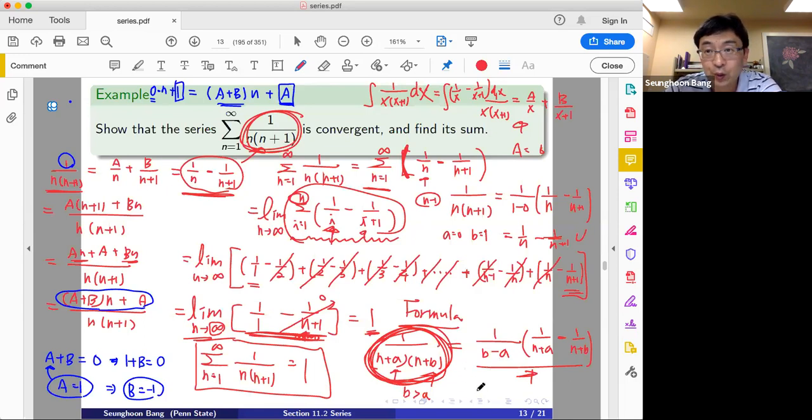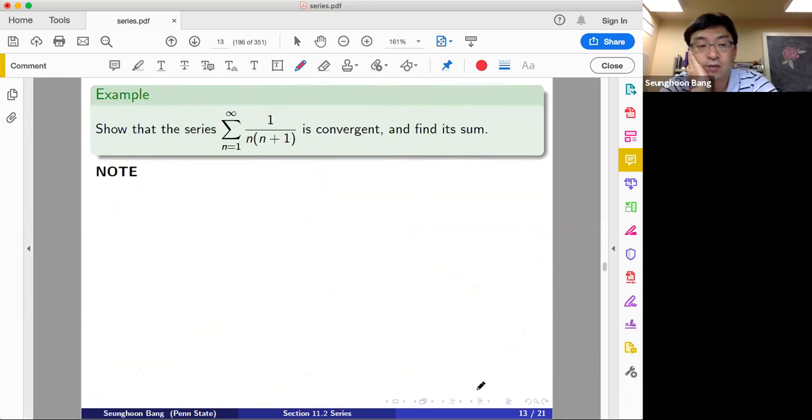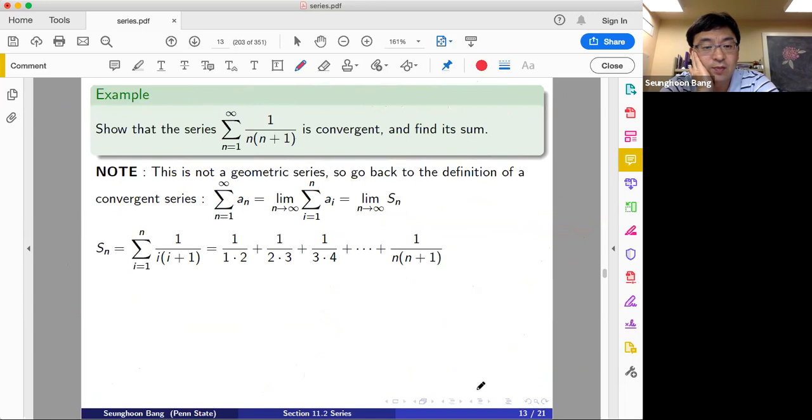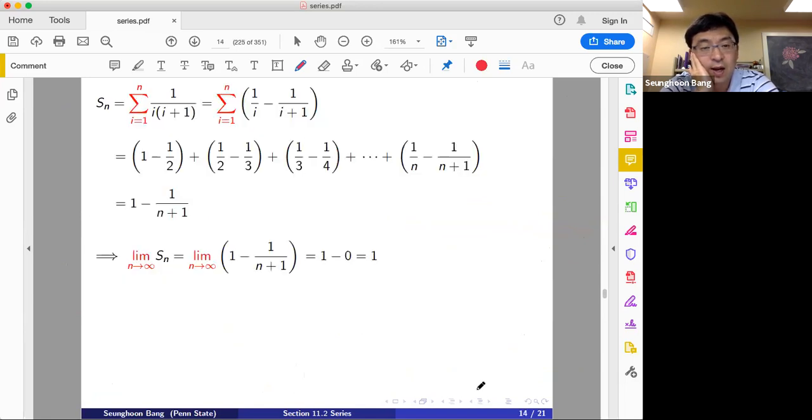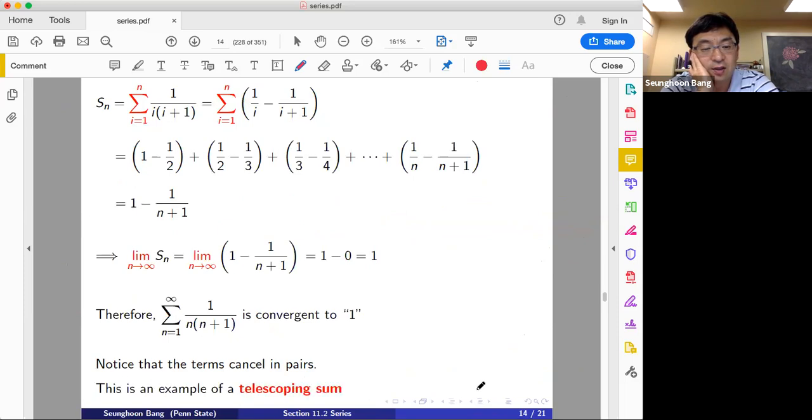So we are going to the next problem. The next problem is this one: to show whether the series is convergent or divergent, I'm going to explain this kind of thing. This is the same as my previous example. We have a name for this one: we call it a telescoping sum.